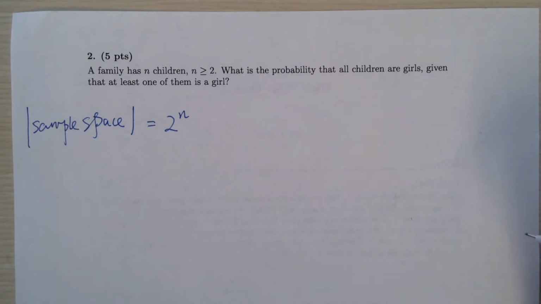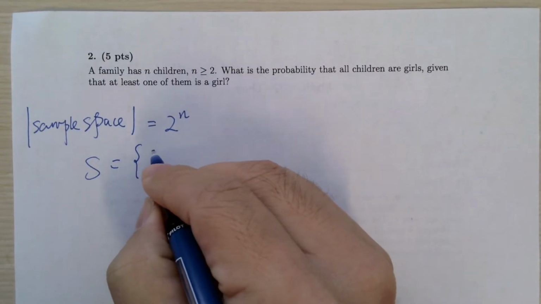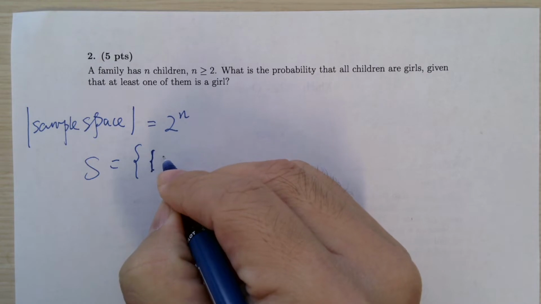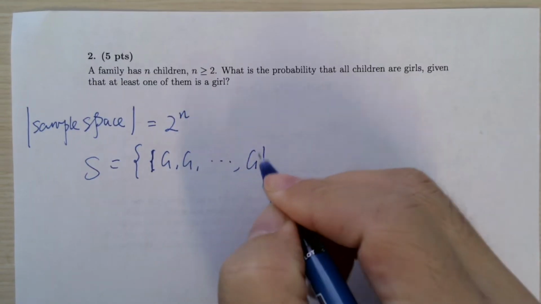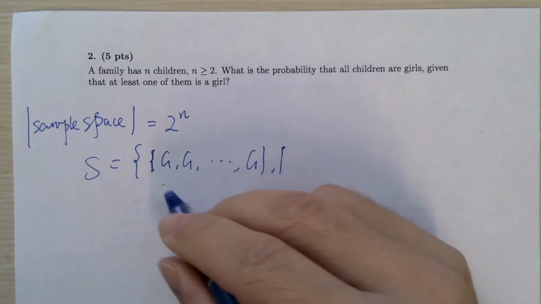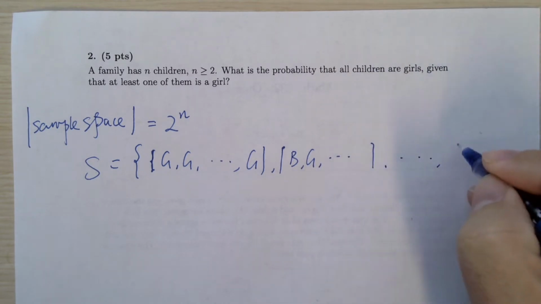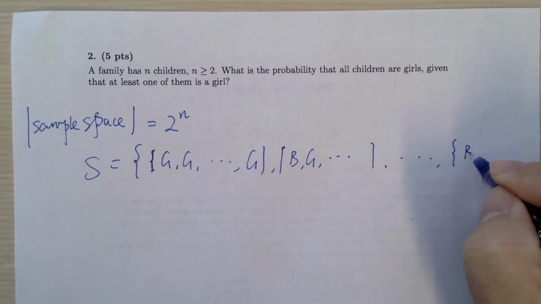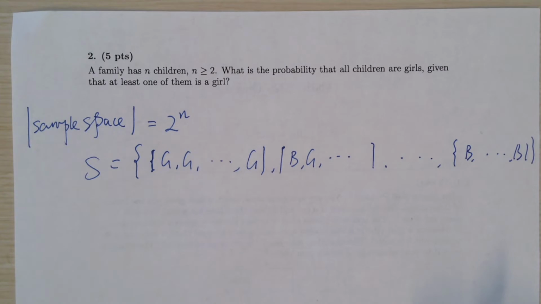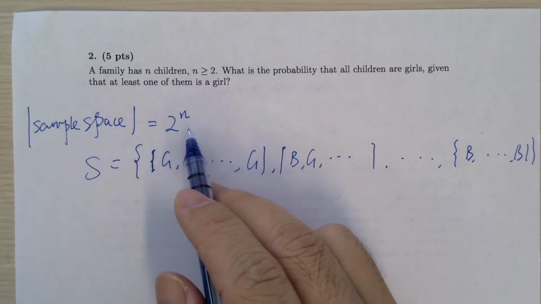First of all, we can think about the sample space denoted as S. You can have all girls, or maybe the first one is a boy, and then a girl, etc., until the very end where you have boys. In other words, each child has two choices: boy or girl. So you're going to have 2 to the power n elements inside of this sample space.